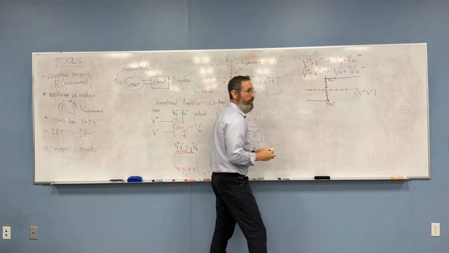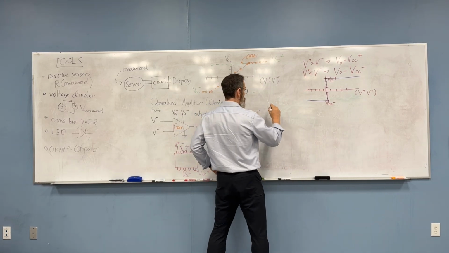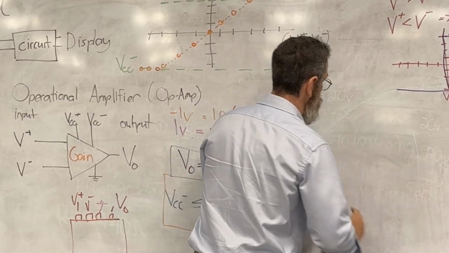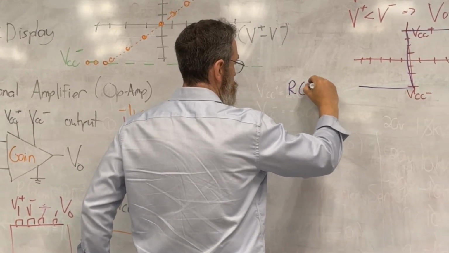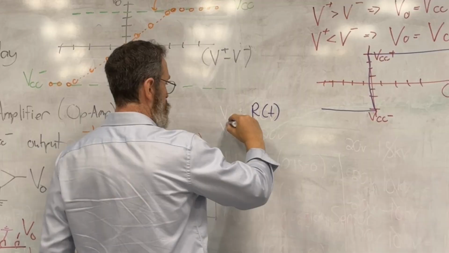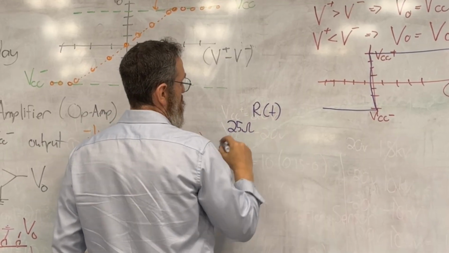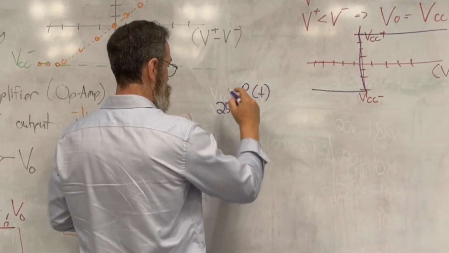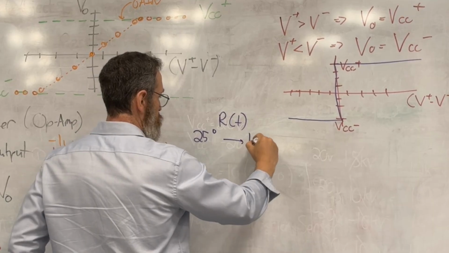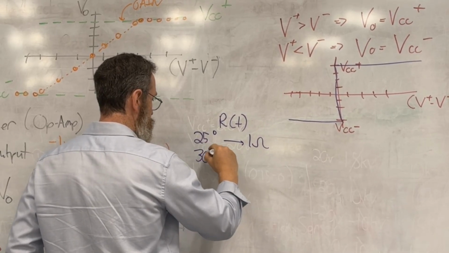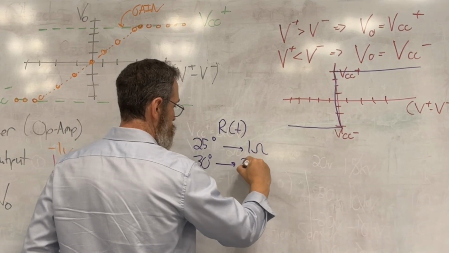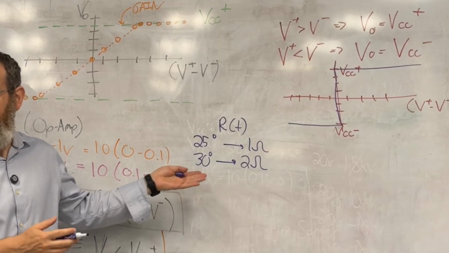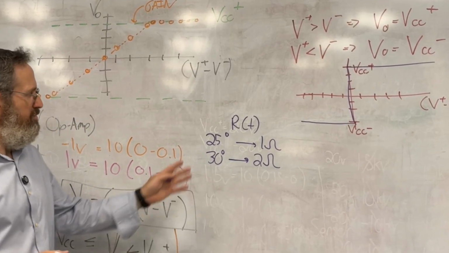Let's go back to the example we always fall on. You have a resistor, a temperature-sensitive resistor, R of T, and at 25 degrees, its resistance is 1 ohm, and at 30 degrees, its resistance is 2 ohms. I'm going to keep going back to this example just because it's familiar, all right? And the numbers are simple. All right, work with me.